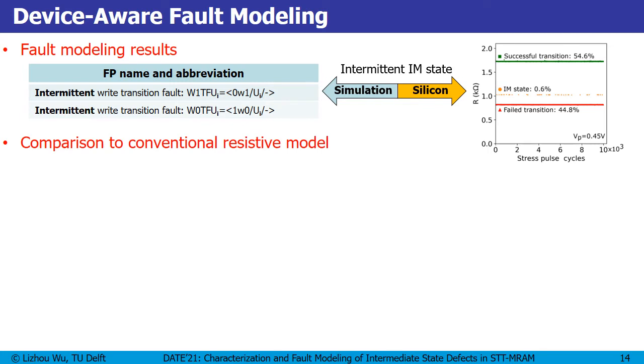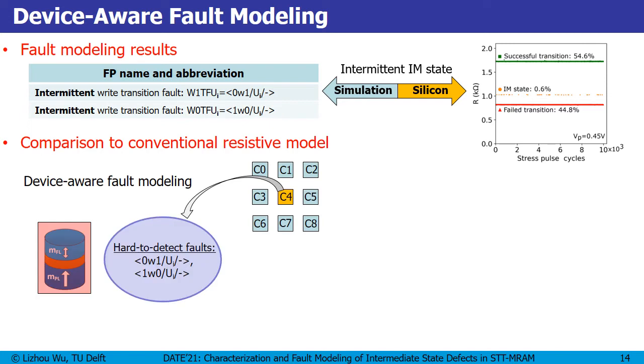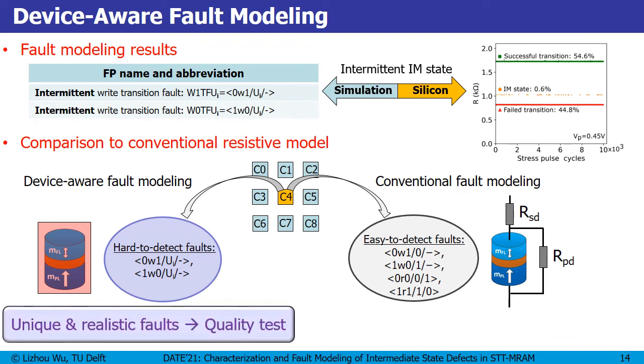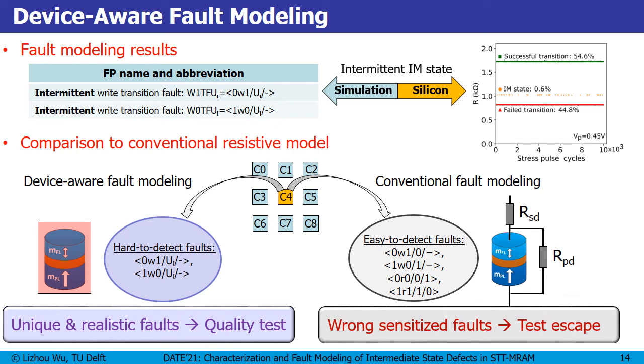We also compared our fault modeling results to the results using the conventional resistive model. Our device-aware approach gives us two hard-to-detect faults. However, the conventional approach led to 4 easy-to-detect faults. And you can see there is no overlap between these two circles, which means that our approach can give us unique and realistic faults, which accurately represent intermediate state defects, and this can in turn be used to develop high-quality test solutions. In contrast, the conventional approach led to wrongly sensitized faults, leading to test escape. In other words, if you are going to develop a test to cover all these faults, you will not be able to detect intermediate state defects.